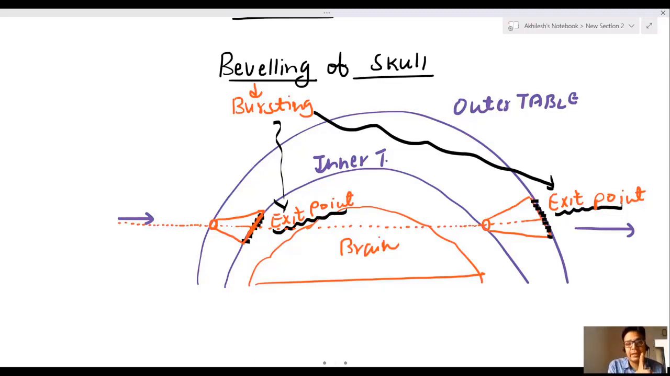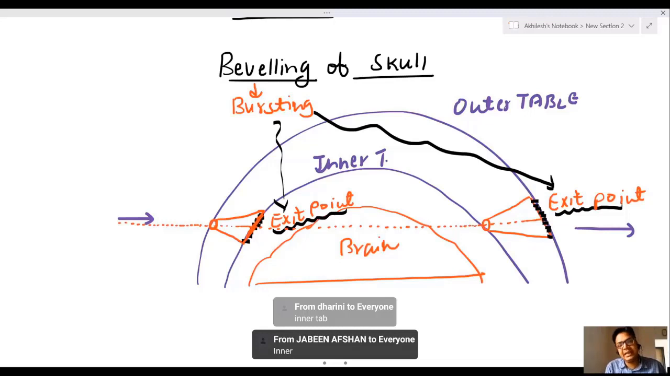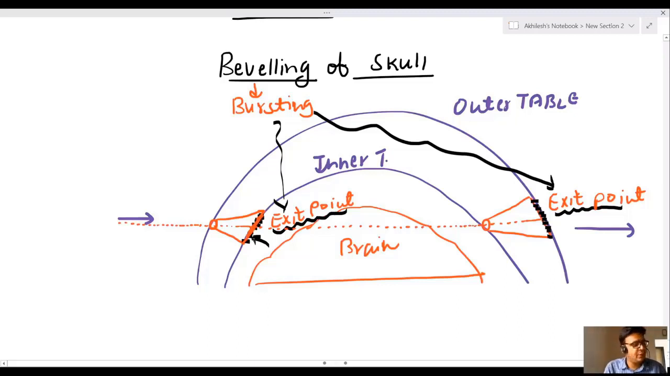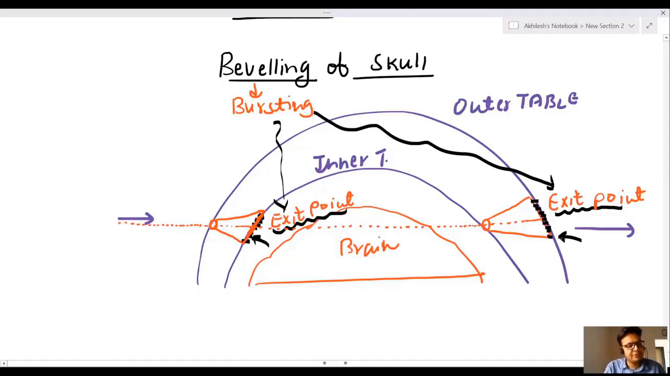Now listen to the question carefully. Beveling in entry wound is seen towards inner table or outer table? Yes, Dharani, it is inner table. Absolutely right. Beveling in exit wound is seen towards inner table or outer table? Yes, it is outer table. Absolutely right.